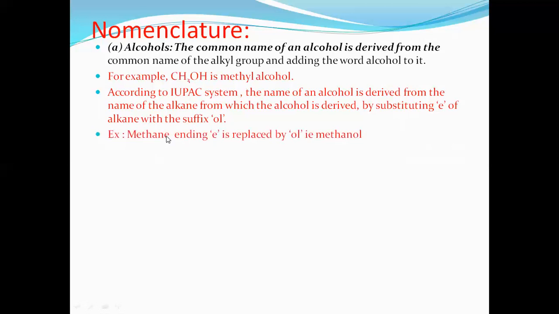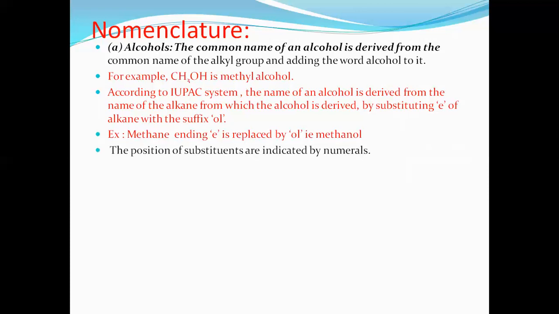Say for example, methane ends with E. Now you replace that E by ol. What will you get? Methanol. So the name changes to methanol, or in general, alkanol. Alkane, and E replaced by ol. Therefore you will get alkanol.